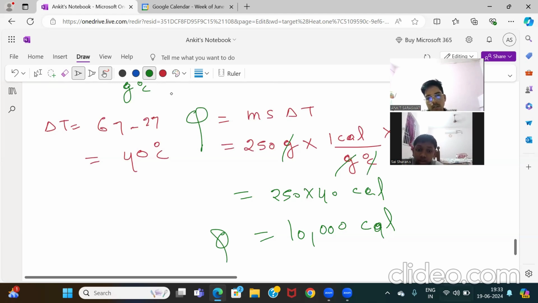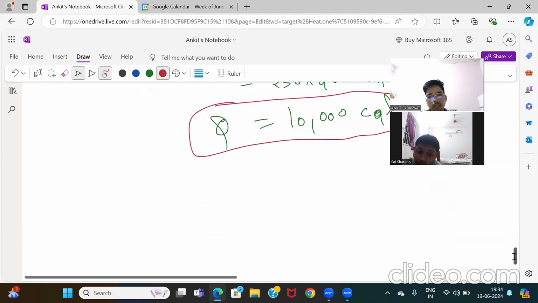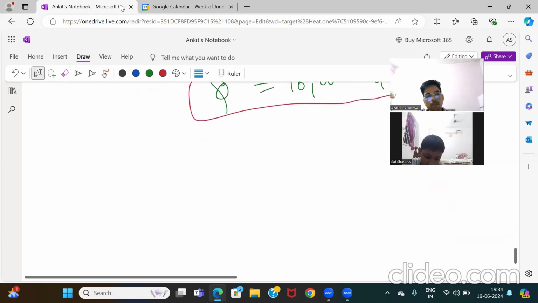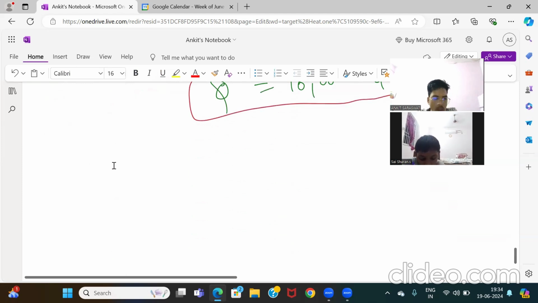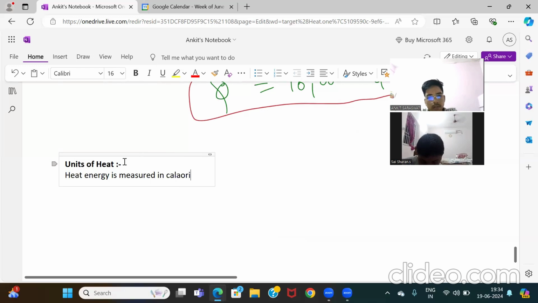Clear? Yes, sir. Now write next heading: units of heat. Very important, units of heat. Write down, heat energy is measured in calories. Calories. Full stop. 1 calorie of heat energy, very important. What is 1 calorie? Definition of 1 calorie. They can ask the definition of 1 calorie.